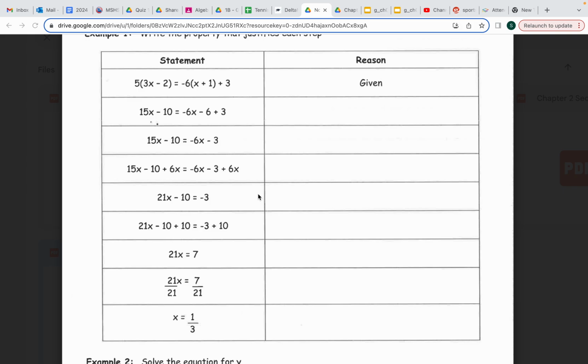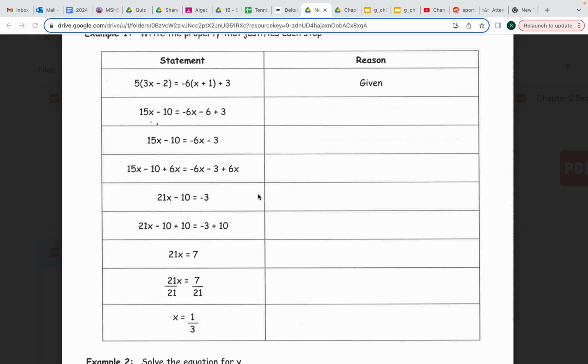I think so. All right, let's look at all of them. The first reason is going to be given, like always. What happens on our first step? What does it do? It distributes. So that's going to be my reason here. I'm going to put distributive property.